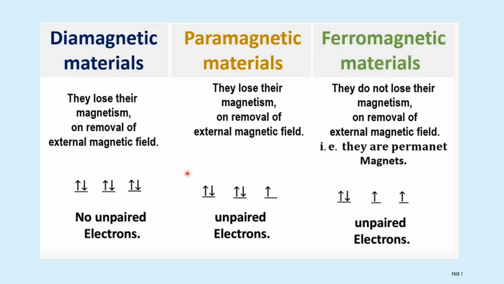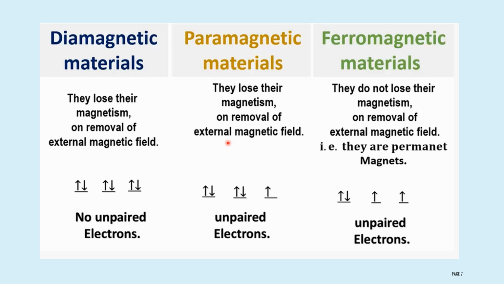Let us discuss here. If you remove an external magnetic field, which changes will happen? Listen here. In the case of a diamagnetic material, they lose their magnetism on removal of the external magnetic field. Immediately it will lose its magnetism, and also it does not have any unpaired electrons. All the electrons will be paired up in the case of a diamagnetic material.